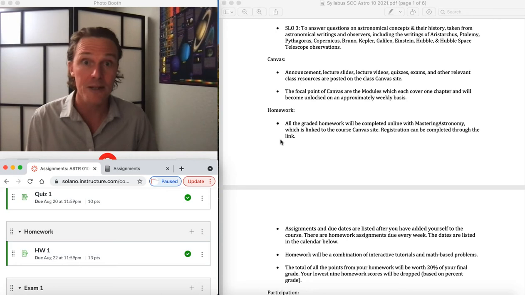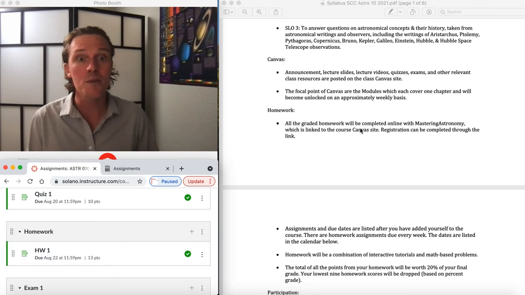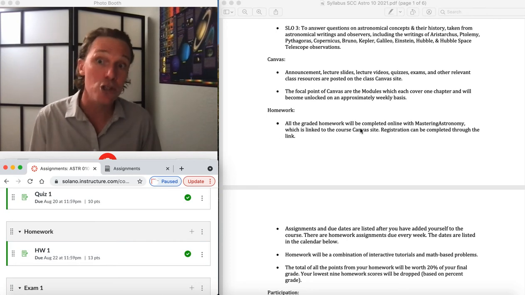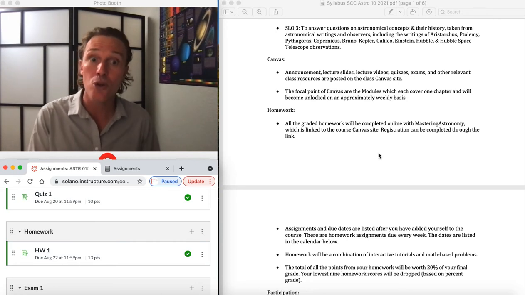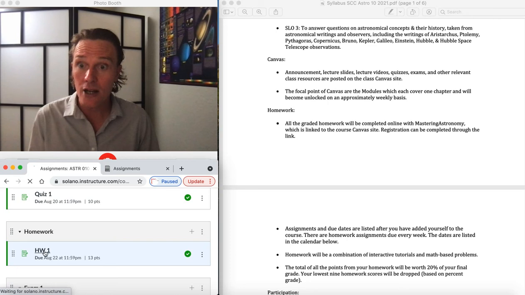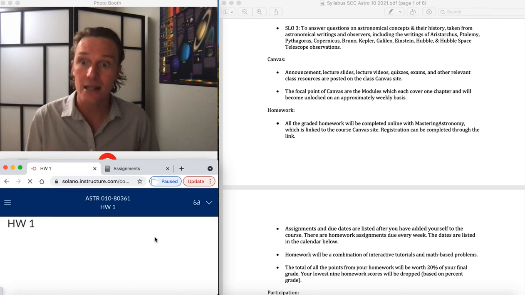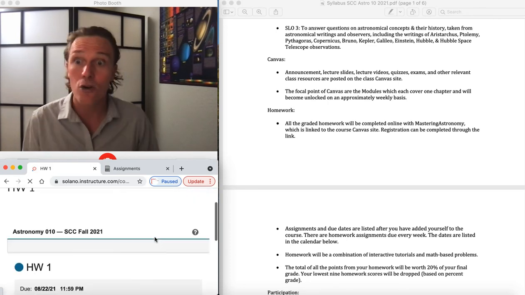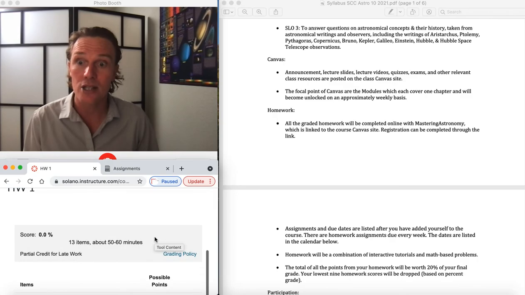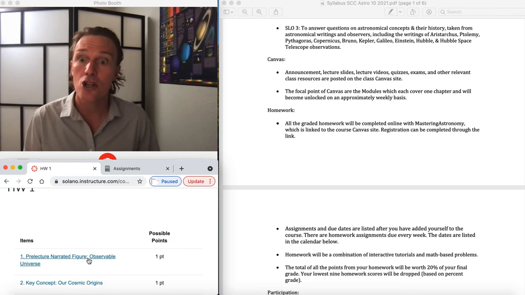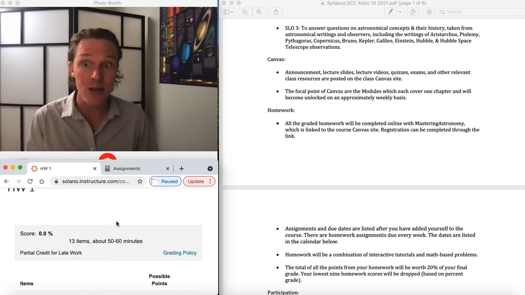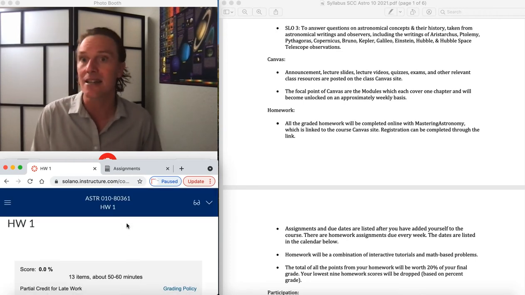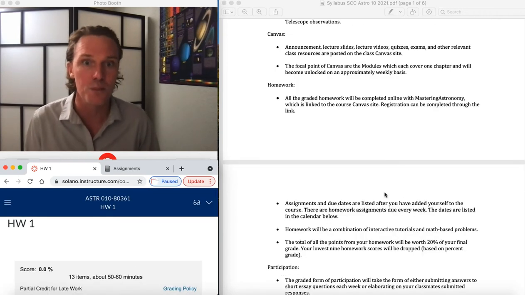We're talking about homework. Okay, so all the graded homework will be completed online with Mastering Astronomy, which is linked to the course Canvas site. So for example, if you click on homework 1, it will actually then take you over to a place where you can go to the website for Mastering Astronomy. Okay, so if you were to navigate over there, you would go to a different page. Okay, what is that other page? Why is it not in Canvas? Well, you'll see soon.